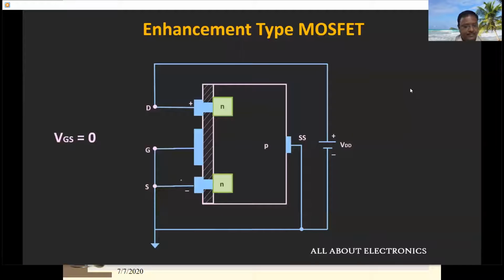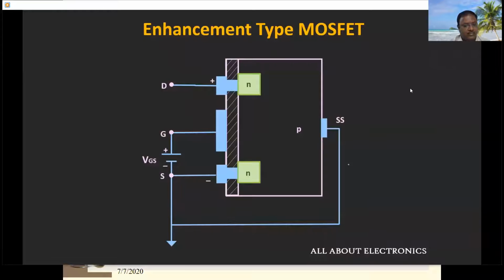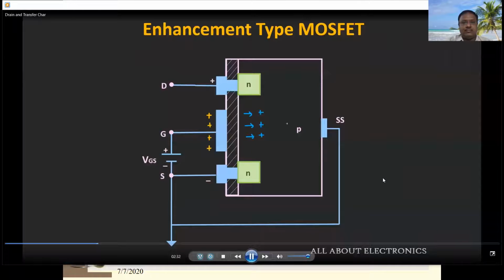Now let's see what happens when we apply the positive value of VGS. So here the substrate and the source terminals are connected together and they are connected to the ground terminal, and the positive voltage is applied between the gate and the source terminal. And for a moment let us assume that this voltage VDS is equal to 0. Now holes are the majority carriers in this p-type substrate, and whenever we apply the positive voltage at this gate terminal, then the holes which are near this oxide layer will be pushed away from this gate terminal.